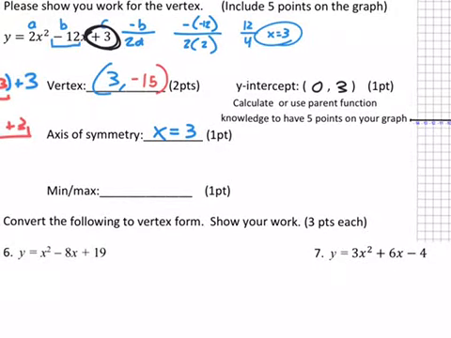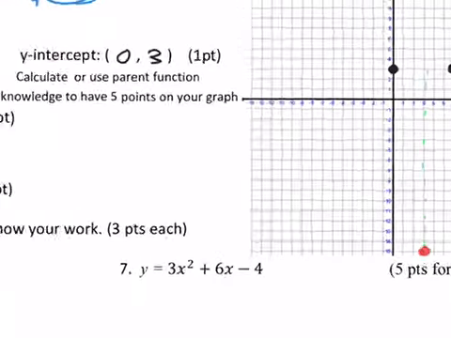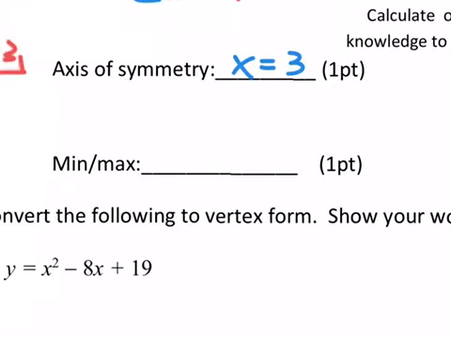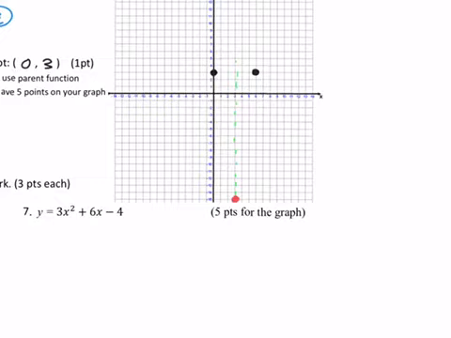And looking at this, we know our parabola is going to open up because there's our vertex in red. Now the parabola is opening up, making that vertex a minimum. Actually, our parabola is going to open up.